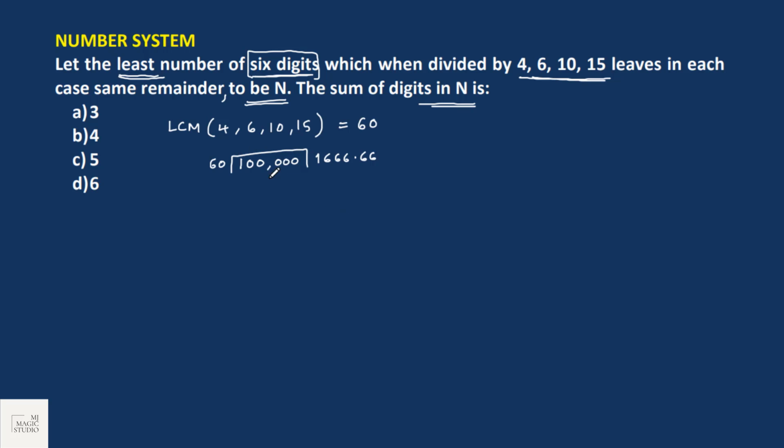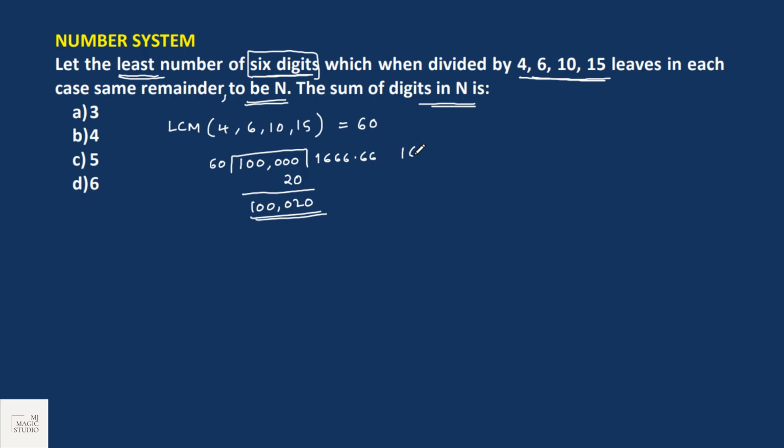Clear? It is not fully divisible by 60. So now 0.33 is left. 1/3 of 60 is 20. We just need to add 20. We'll get 100020. This number is divisible by 60.